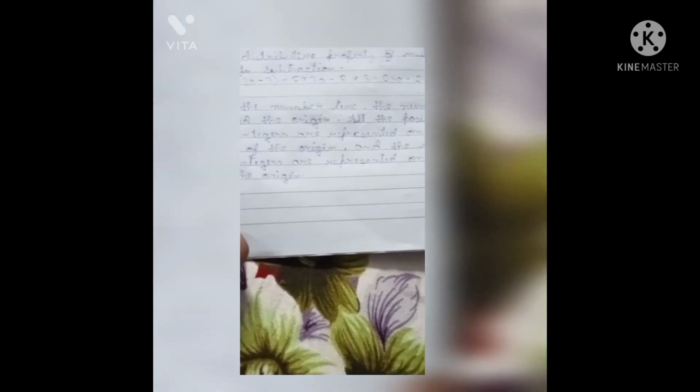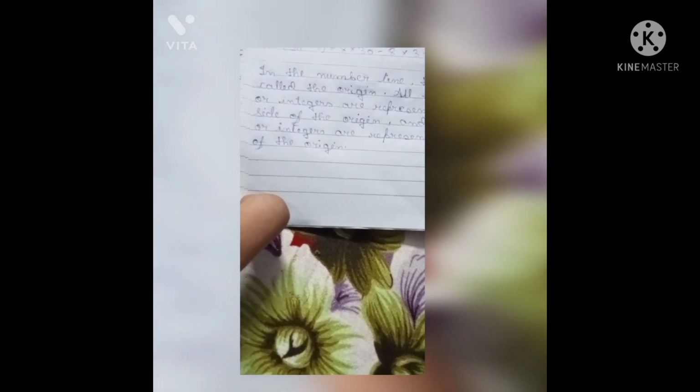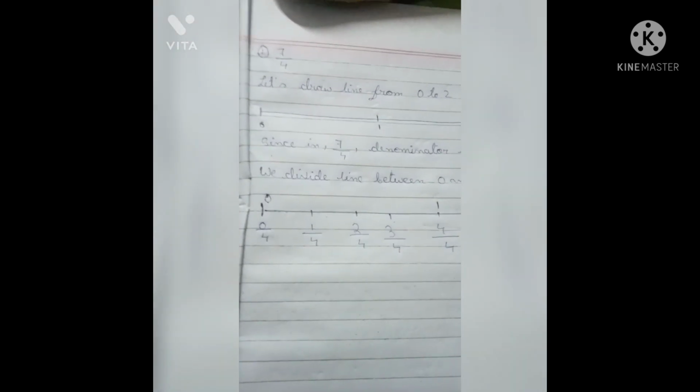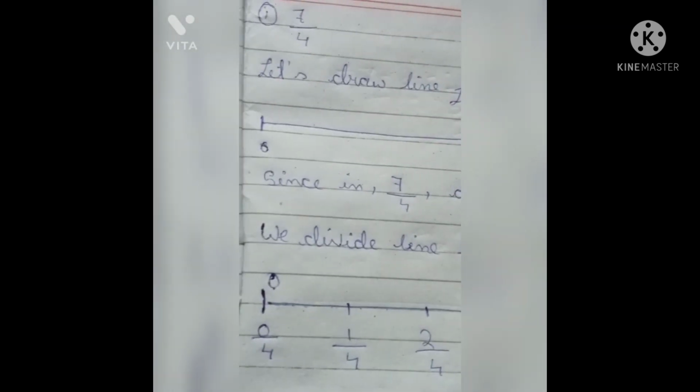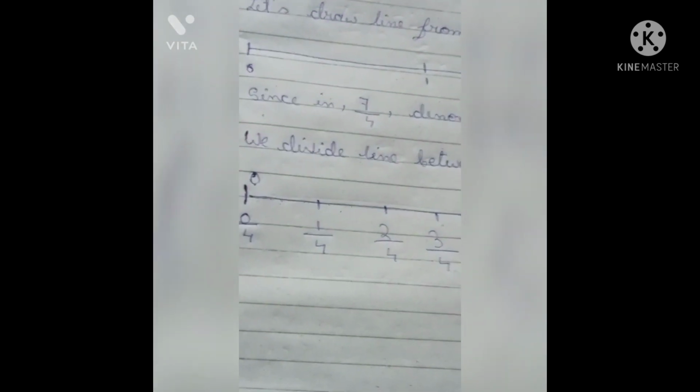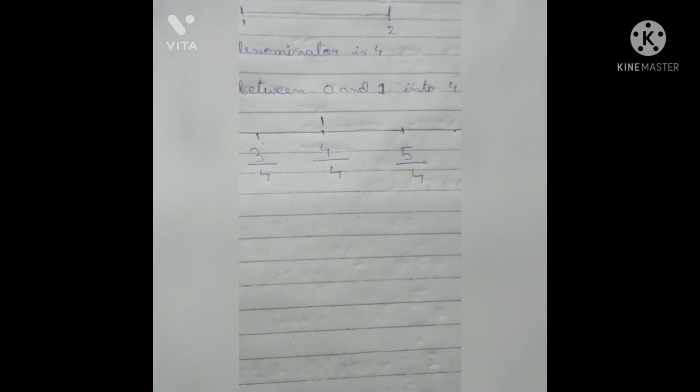Now I will show you one number line. Let's see that. So this is the number line. The number we are marking first is 7 by 4. So let's draw a line from 0 to 2. So 0, 1, 2. This is a number line. Since in 7 by 4 the denominator is 4, we divide the line between 0 and 1 into 4 equal parts.